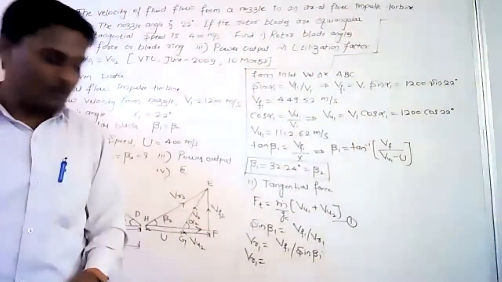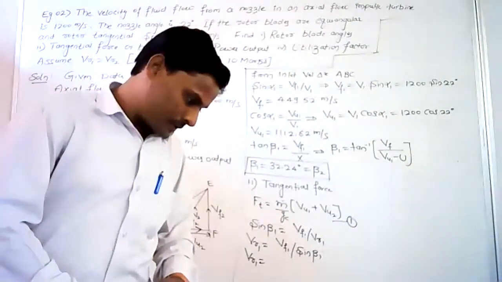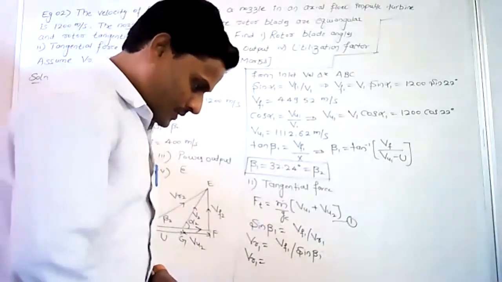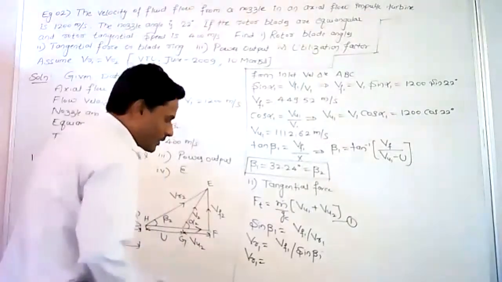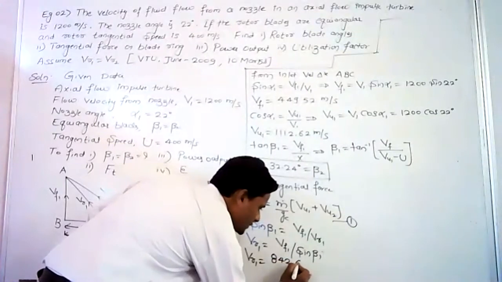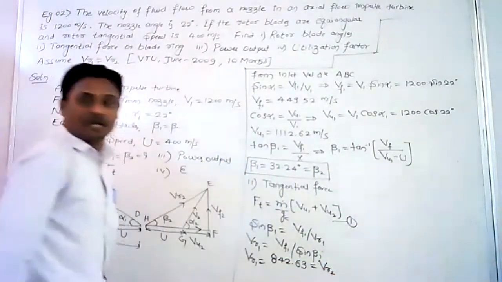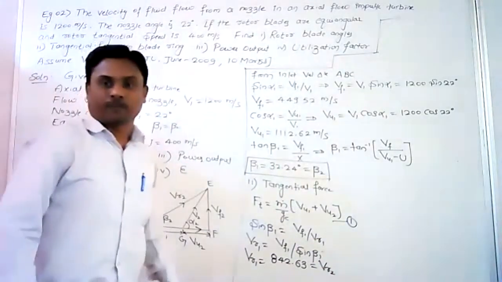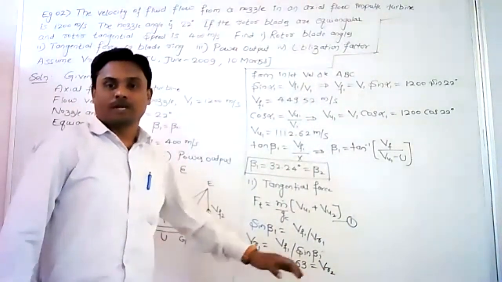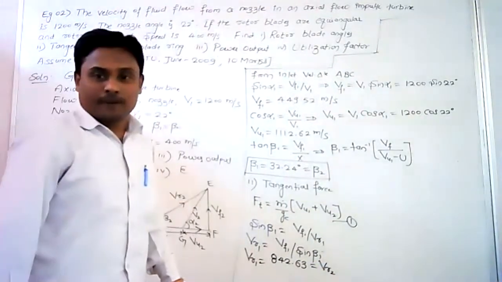Sir, 842.63. Okay, 842.63. This is again equal to VR2, because VR1 equals VR2. Have you copied up till here?